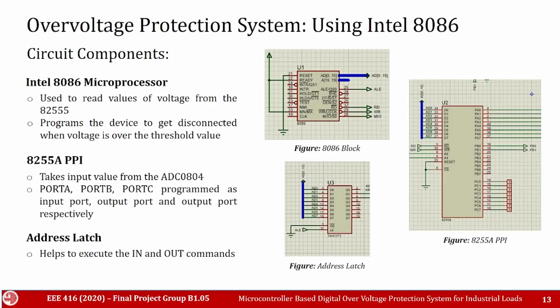So far, we have seen the implementation of the project with Arduino. Here, an additional circuit is designed with the 8086 microprocessor for overvoltage protection. The 8086 is used to read the voltage values from the 8255 and programs the device to get disconnected when the voltage is over the threshold value. The 8255 acts as the programmable peripheral interface to read the voltage values from the ADC converter.